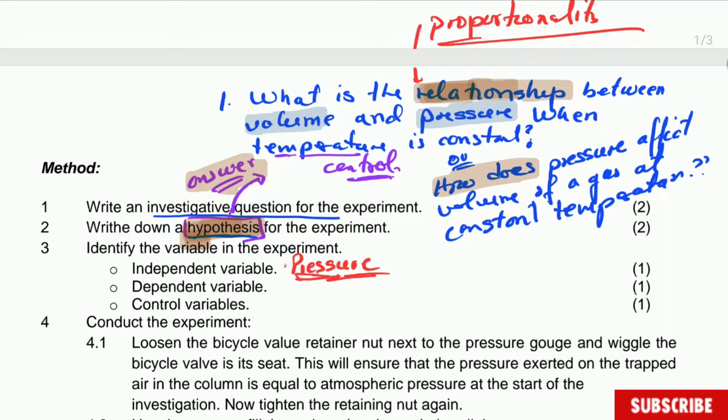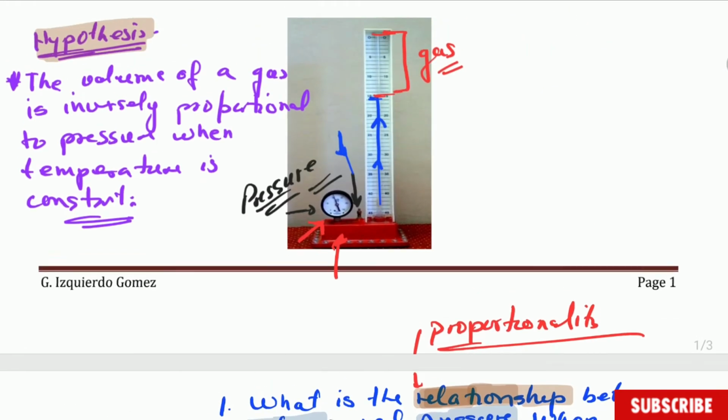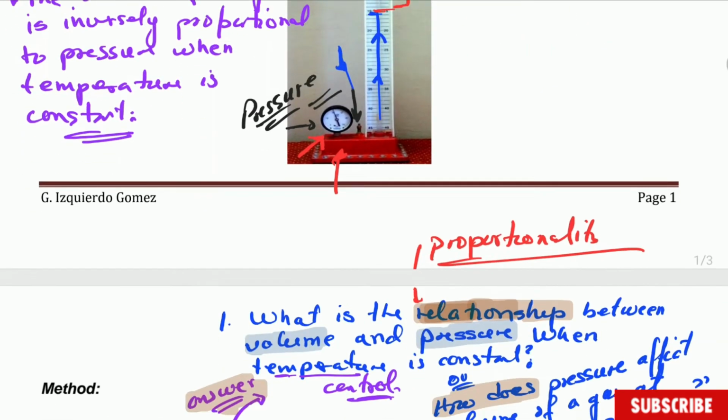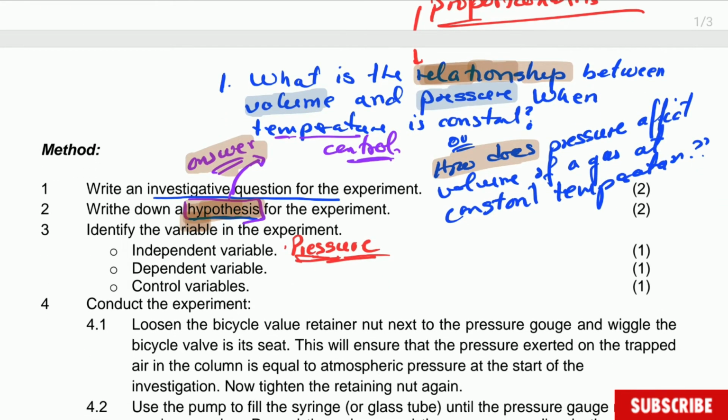Okay, so we are changing pressure, and as a result, the volume of the gas is going to increase or change, let's say. So which one is the dependent variable in this case? It is going to be volume.